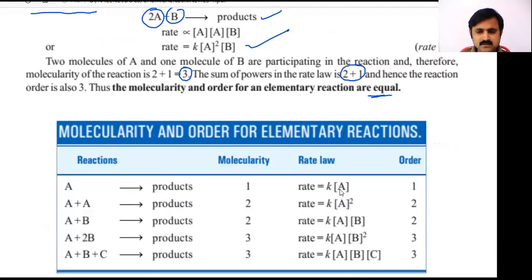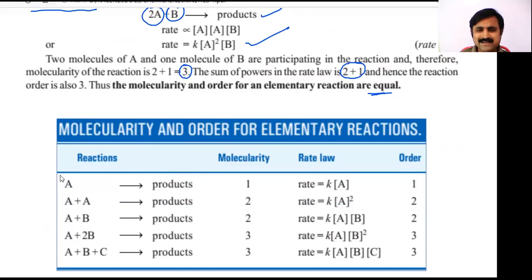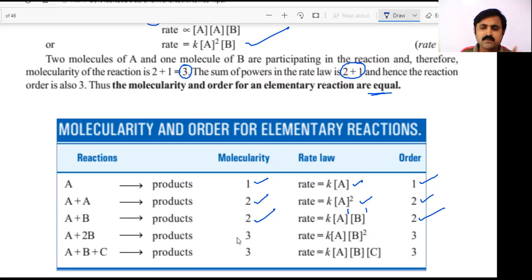Thus, molecularity and order of the elementary reaction in this case are the same. Now we will see molecularity and order of elementary reactions. A gives products: molecularity is 1, and the rate law is rate equals K into concentration of A power 1, so order is 1. A plus A gives products: molecularity is 2, rate equals K into concentration of A power 2, order is 2. A plus B gives products: molecularity is 2, the rate equation is K into concentration of A into concentration of B, and order is 2, as A power 1, B power 1, 1 plus 1 is 2.